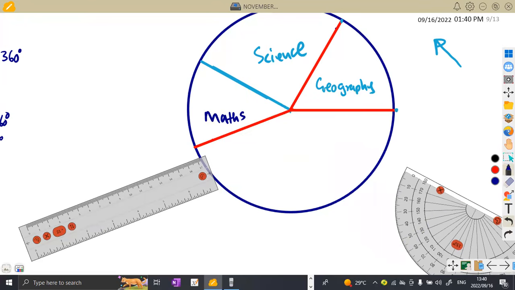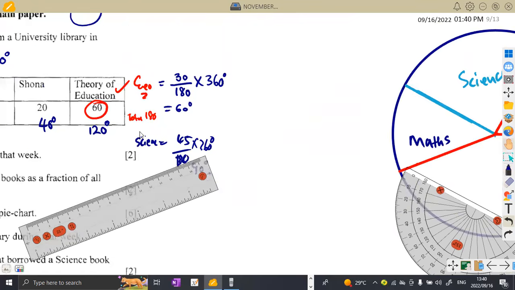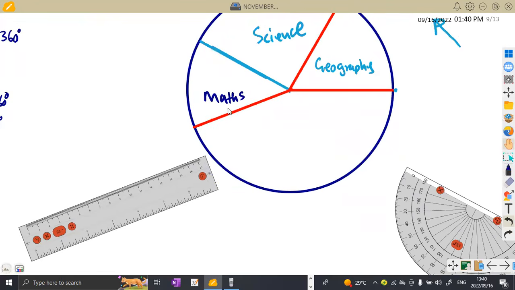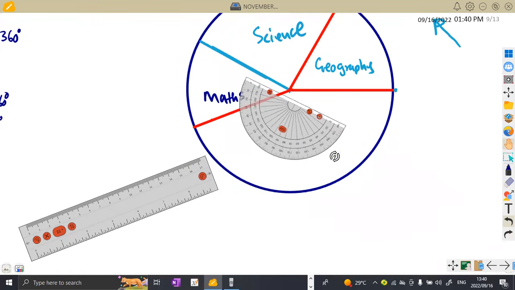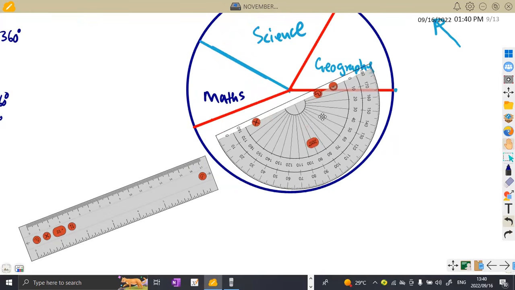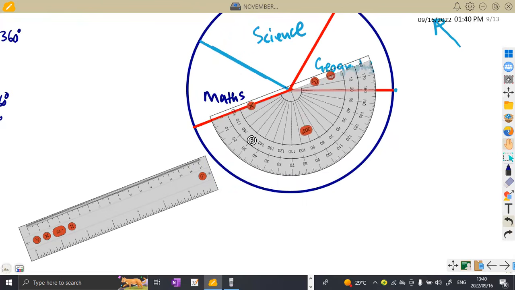We move on to the other one, which is Shona. Shona is 40 degrees, so you measure 40 degrees from maths. Now we are at this line, so make sure your protractor is now from maths. It's supposed to increase. Somewhere here at the center, you start at 0 now. Yes, it is covered, it starts at 0. We said our angle is 40 degrees, so 40 is somewhere here. Just mark a point at 40 there.